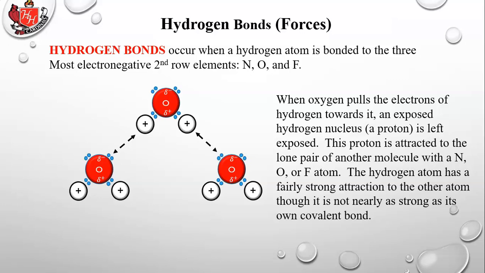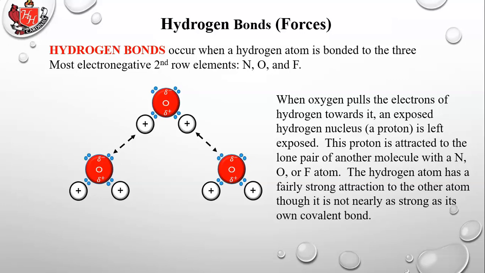The hydrogen atom has a fairly strong attraction to the other atom, though it is not nearly as strong as its own covalent bond. So if you look at one of the protons in that upper water molecule, the one on top, it does have an attraction. Each of those protons has an attraction to another molecule, but it's not going to get pulled away from its own molecule by one of those other molecules. So it's covalently bonded to its own molecule.